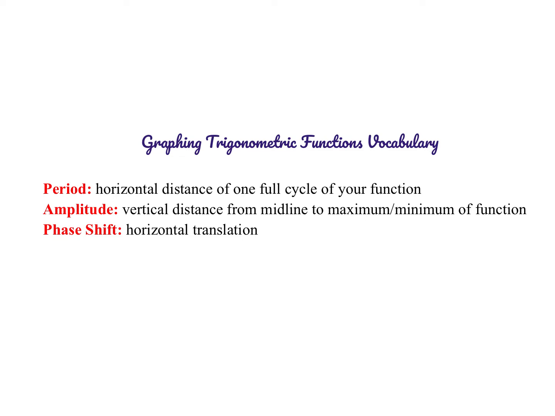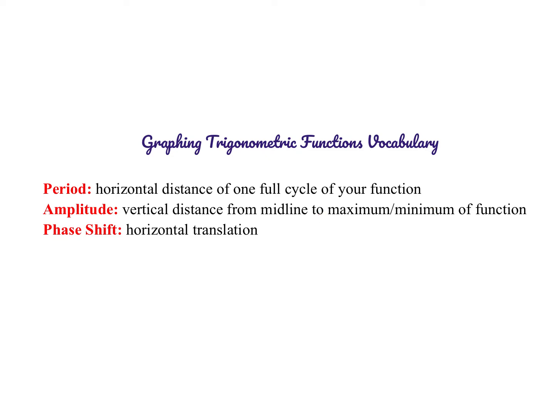All right, so this might seem a little bit repetitive. We covered this in the sine video, but I just want to review it because it's so important. So we are going to be, of course, talking about that concept of what a period is, which is the horizontal distance of one full cycle of our function. Amplitude, which is the vertical distance from the midline up to the maximum or from the midline to the minimum.